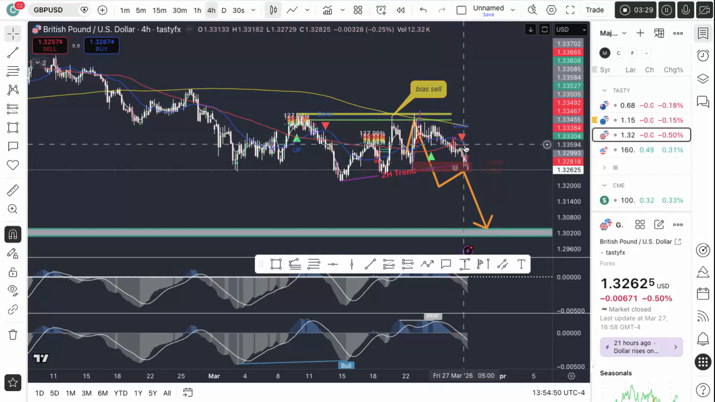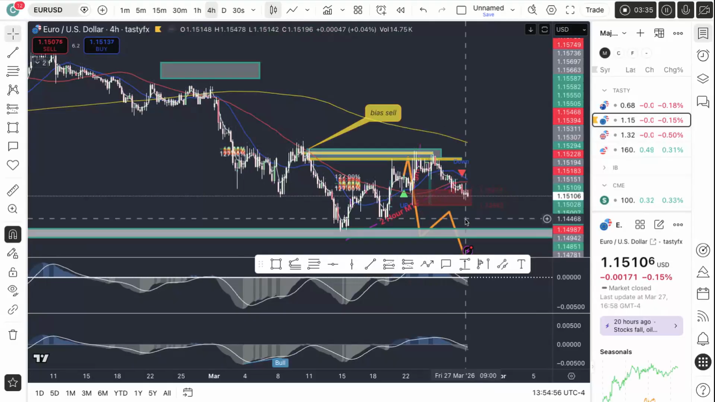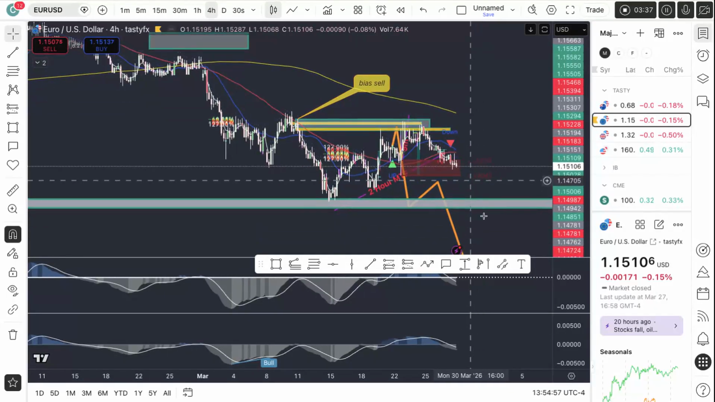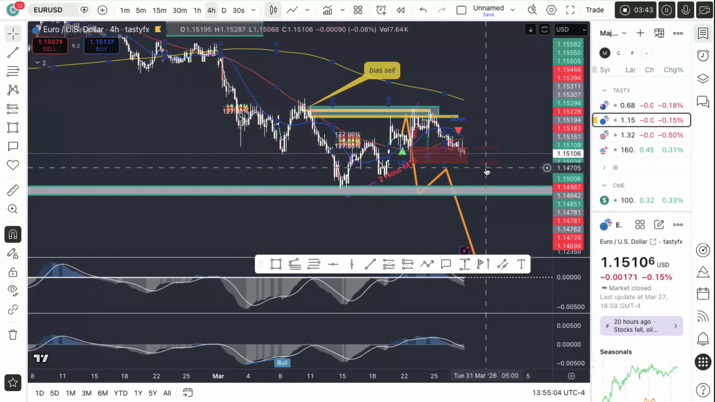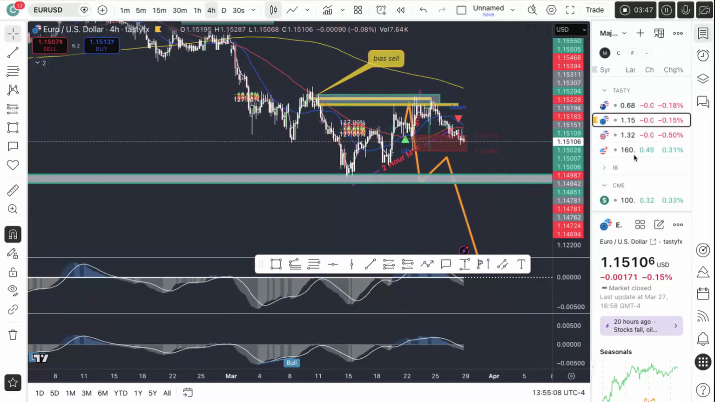Additionally, we do have the MAs crossing, and the MACD is also on our side already. I just want to see that structure being broken before I go ahead and look for sell opportunities with what price has already shown me.